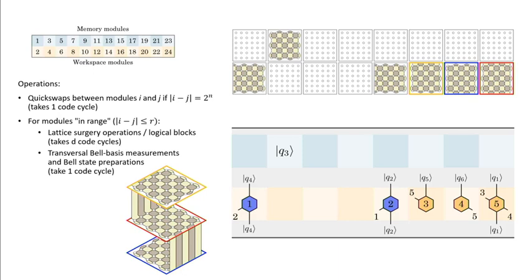Logical block operations are slow operations, meaning that they take d code cycles to execute. And if you think of d as 30, then in the time it takes to execute a collection of logical block operations, you can perform 30 layers of quick swaps.